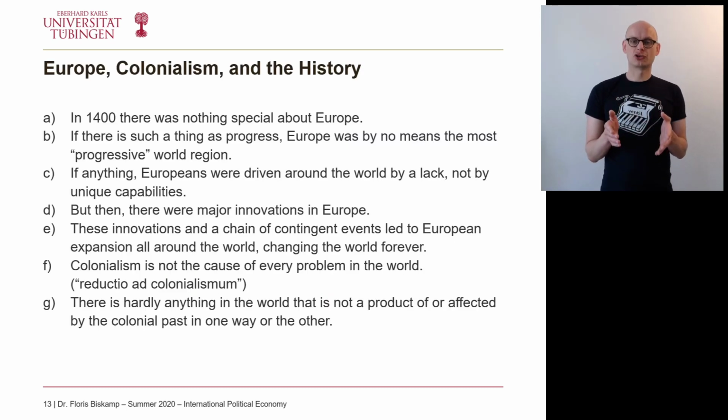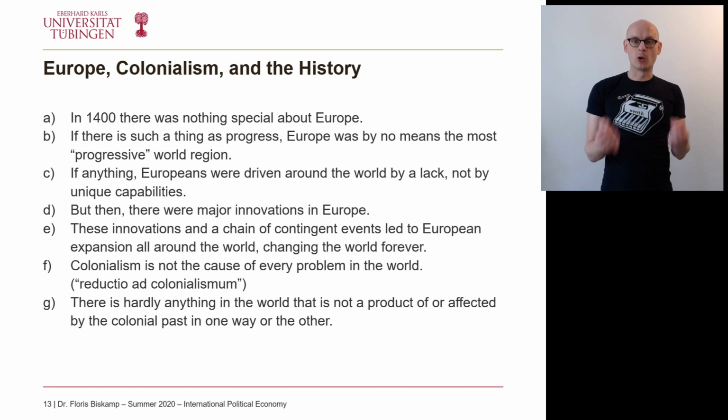I'm not going to describe this process in detail here. I'm only giving a few general points. The first, and I repeat this because I want to emphasize this, is that in 1400 there was nothing special about Europe. There was an important regional economy in Europe. There were trade routes in the Baltic Sea, on the continent, in the Mediterranean Sea, and there was trade between Europe and other parts of the world. But Europe was but one world region among others.